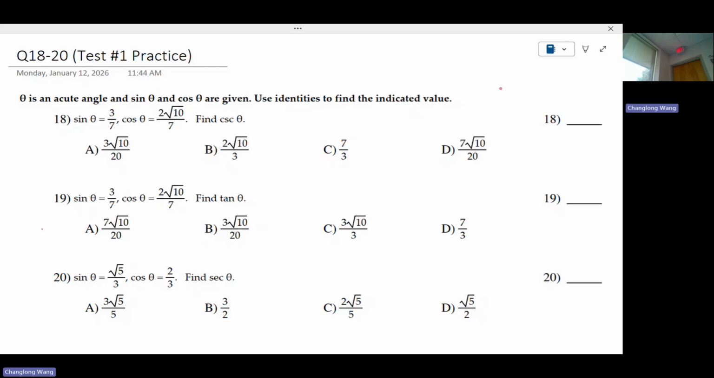Now let's try number 19. Again, raise your hand to let me know what you pick for number 19. Okay, good. It's letter B, right? Now, what's the name of the identity you use for getting tangent out of the sine and cosine? Or what does the identity look like?